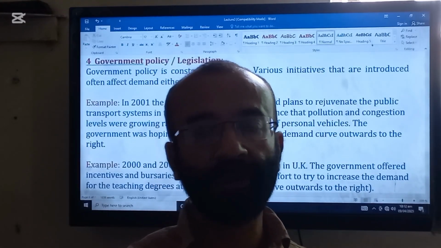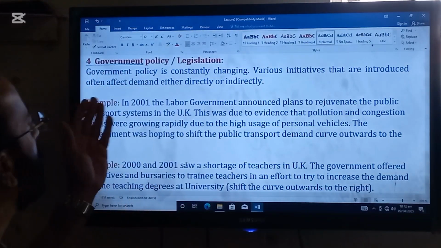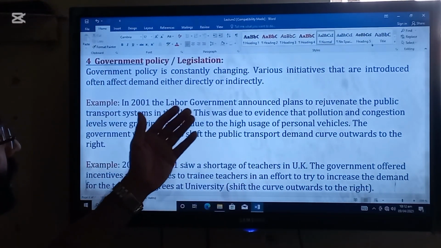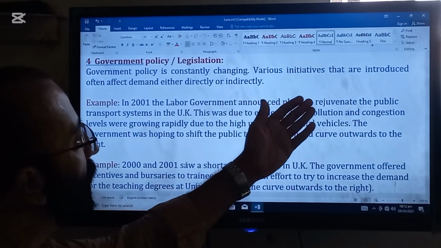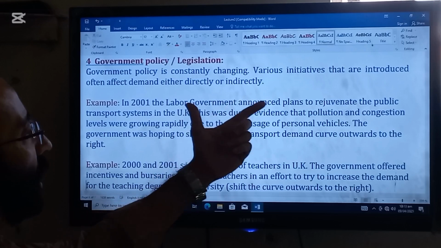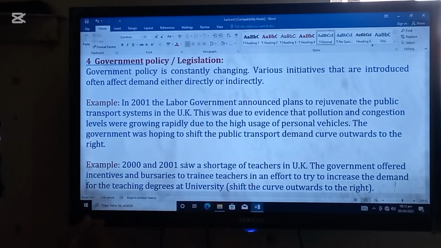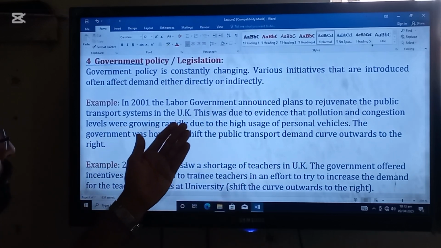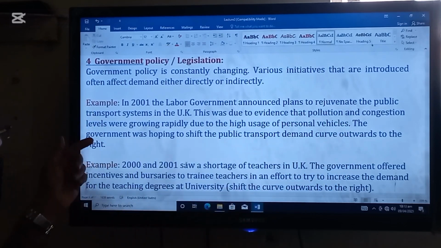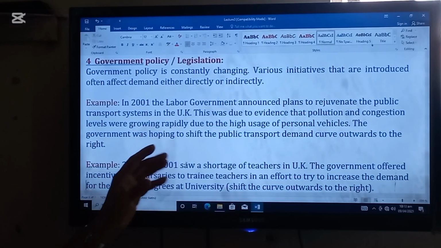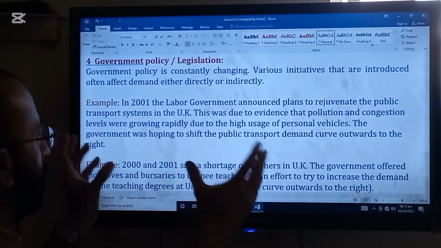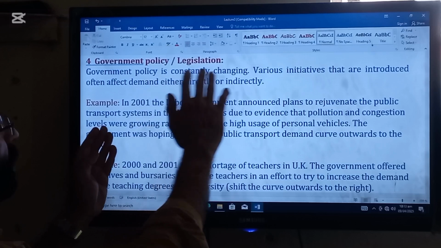The next point which we are going to discuss is the effect of the government policy legislation on the demand. Government policy is constantly changing. Various initiatives that are introduced often affect demand either directly or indirectly. An example to understand is in 2001, the Labour government announced plans to rejuvenate the public transport system in the UK. So in this example, government is trying to promote the public transport system through government policy legislation.